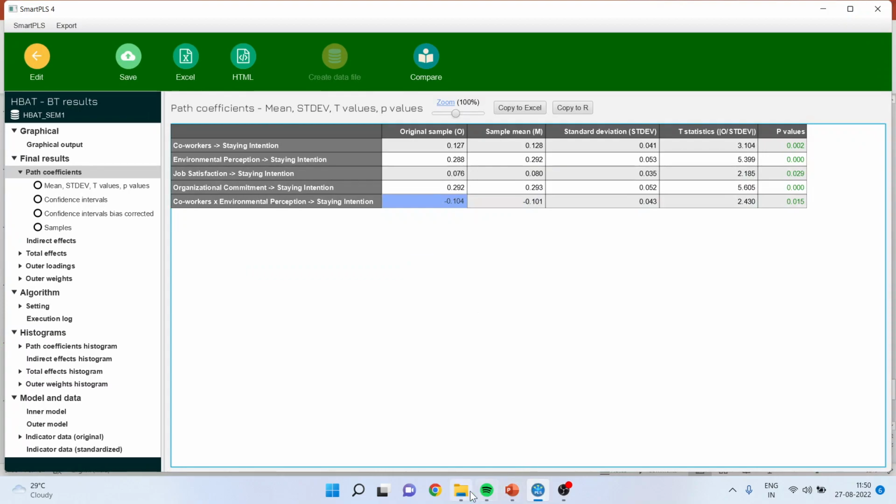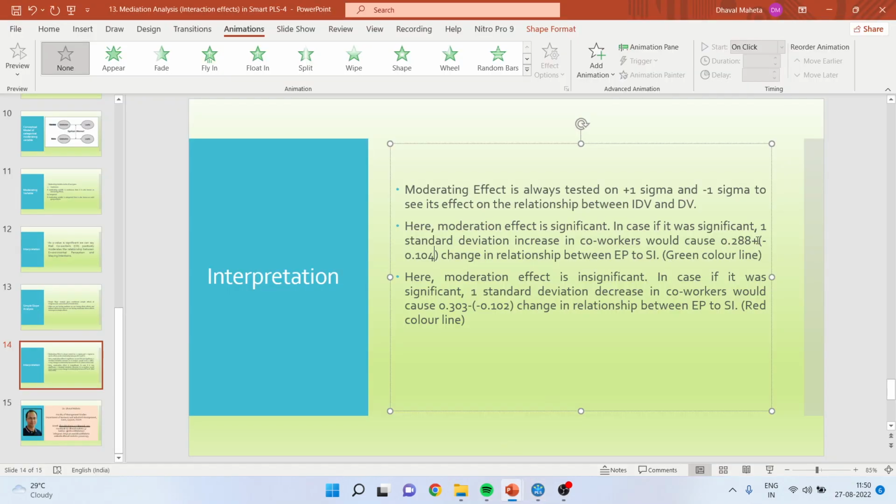This is minus. So I am giving the shock of +1 standard deviation. This is +1 standard deviation. Now what will happen when I will give a shock of -1 standard deviation? Again, 0.288 minus 0.102. So this is the output which we got. So this negative sign is because of the output which we got, and this plus sign is for plus 1 standard deviation and this is for minus 1 standard deviation.